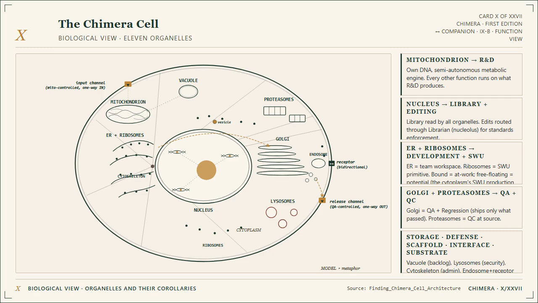The matching amber channel on the lower right membrane is the release channel. Golgi, one way out, sitting at the terminus of the vesicle traffic that exits the trans face. Corollary: finished work products leave the Chimera through QA every time. The receptor on the right side stays for bidirectional market signal. 3 transmembrane channels in total. Research and development in, quality assurance out, and marketing both ways.